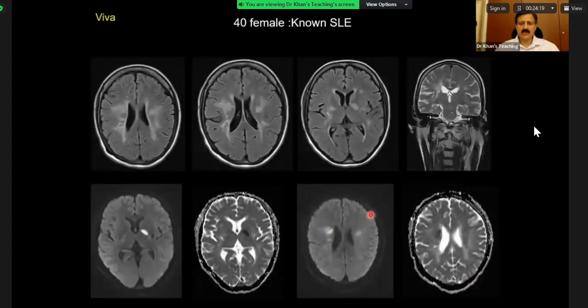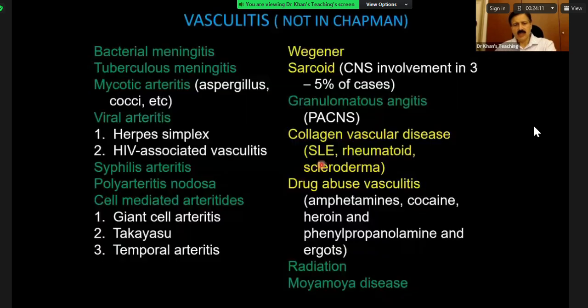Bilateral means something is happening. So in SLE, because of vasculitis, these kinds of findings can be seen. So this is the differential diagnosis of vasculitis. Many of these things are beyond your 2B, so don't worry about this. But remember the collagen vascular diseases: SLE, rheumatoid, scleroderma. In your clinical practice, always remember drug abuse vasculitis.